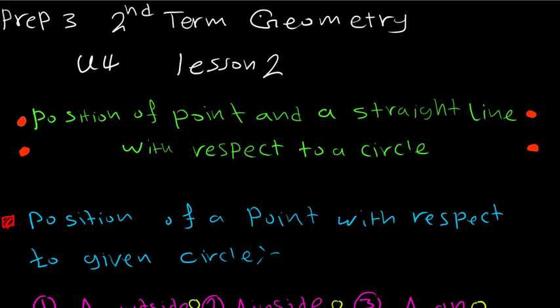Today I will represent one of Prep 3's second term geometry branch lessons. It's the second lesson in Unit 4. The title of the lesson is: Position of a point and a straight line with respect to a circle.